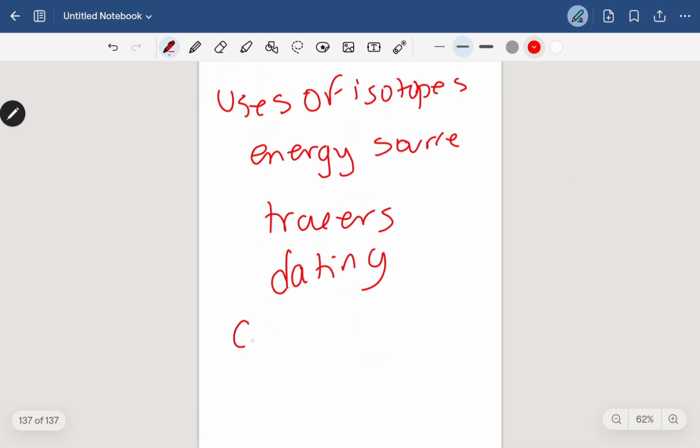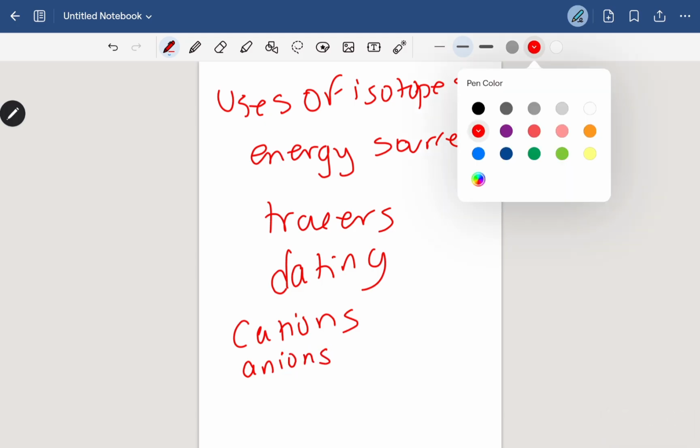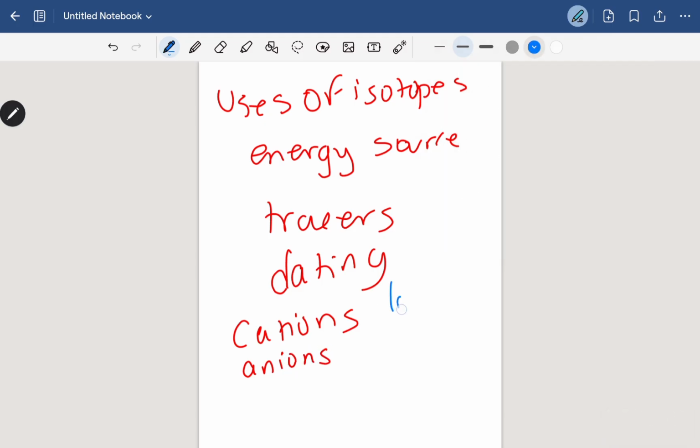Now, another simple thing that was mentioned was about cations and anions. We know that cations lose electrons, whereas anions gain electrons. So that's pretty much it for chapter 7.